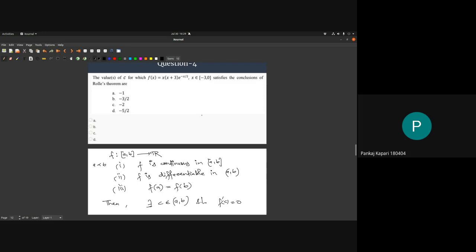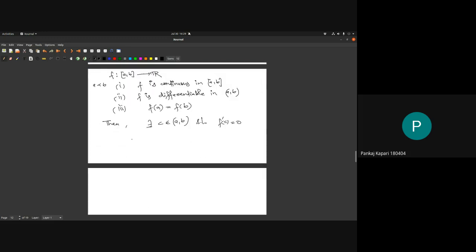Now you can see that the function is continuous in the interval, because it's the product of continuous functions. x plus 3 and e to the power minus x by 2 are all continuous and differentiable functions. So this function f satisfies the first two hypotheses of Rolle's theorem. Now for the third hypothesis, you have to calculate the value of this function at the two endpoints.